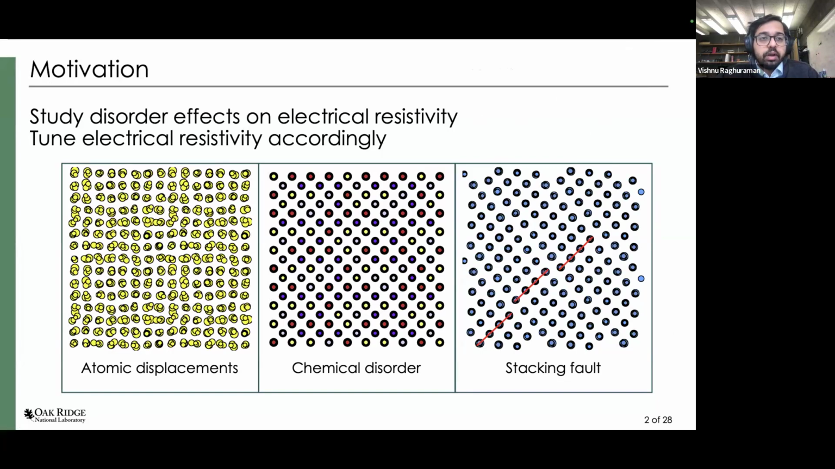So we are specifically interested in resistivity, and we'd like to study how this disorder affects the resistivity. And it also works the other way around. If you are able to understand how the disorder affects the resistivity, you should also be able to create disorder in a system to get the sort of resistivity that you want. It could give you a degree of tunability, which could be desirable.